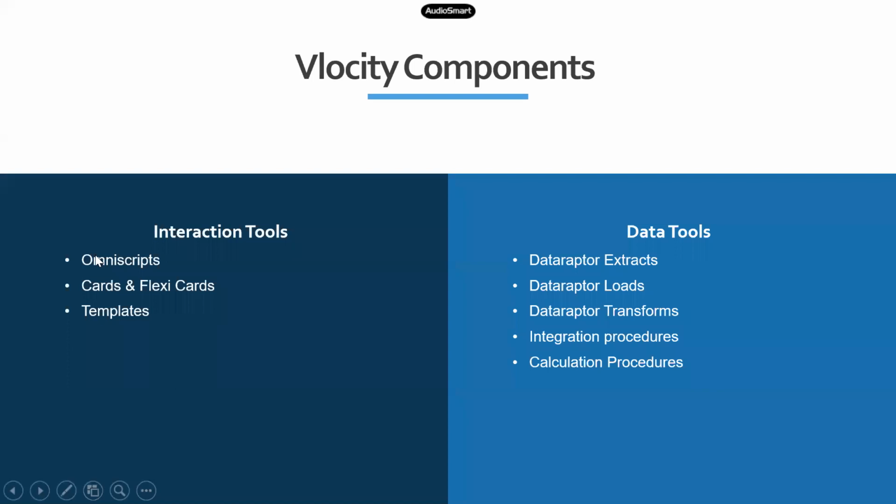So these are the three interaction tools or UI tools provided by Vlocity. The first two, Omniscripts and cards, can be built entirely without any code. And the third thing, templates, is there for the only purpose of using Angular JavaScript. Existing templates can also be modified. Those templates that come with Velocity can also be modified. You can clone them and modify them.